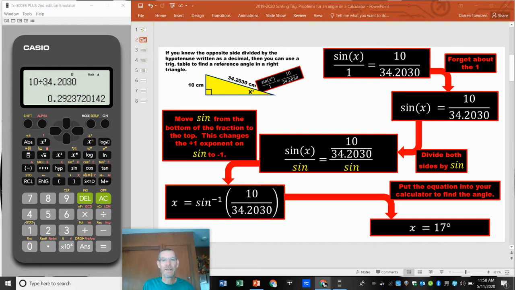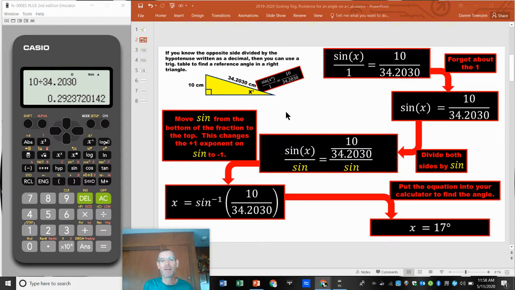On this slide, we're going to start exactly where we left off on the last slide. If you know the opposite side divided by the hypotenuse written as a decimal, then you can use a trig table to find the reference angle in a right triangle. So here's our 10 for our opposite side, our 34.2030 for our hypotenuse. There's our angle that we don't know, x. And we did use a trig table to find out that it was 17.